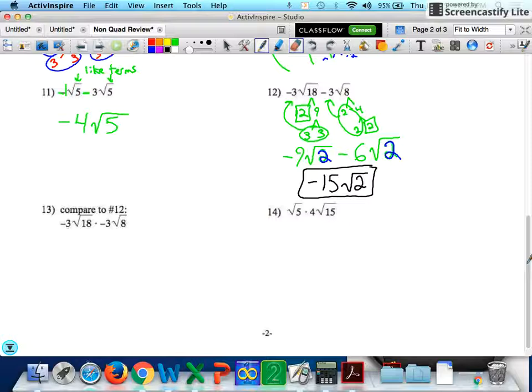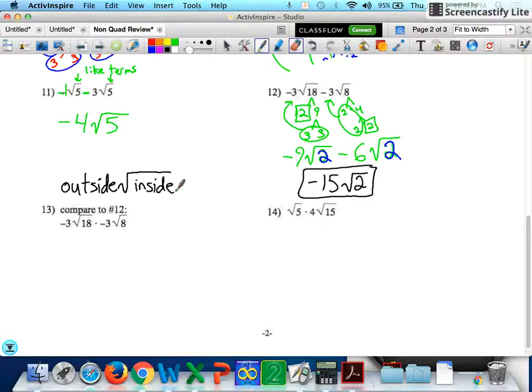Number 13, it says compare number 12. We see that it is a subtraction problem and a multiplication problem. They're the same numbers, but we're going to get different things because we're doing a different operation. For multiplication, you can simplify first if you'd like to, but also you can just multiply from the get-go. What I've droned on about with these problems is that you multiply outside numbers by outside numbers and inside numbers by inside numbers. And this is what I mean by that. Outside numbers being numbers out front and inside numbers being things under the radical.